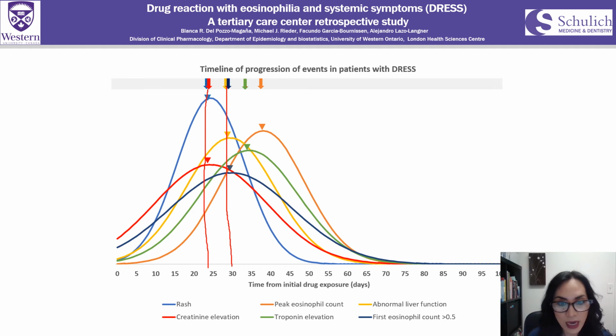Similarly, we can see how the cardiac damage in green presented a little earlier than the highest peak of the eosinophils, which occurred many days after the beginning of the cutaneous manifestations.